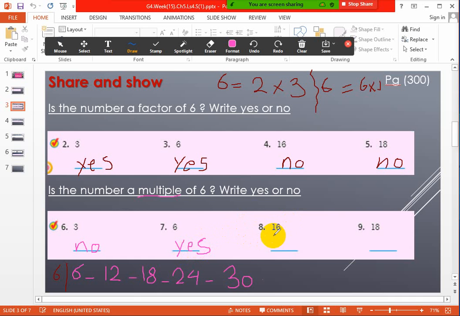Now, is 16 a multiple of 6? No, very good. Can you multiply 6 by any number to get 16? No.